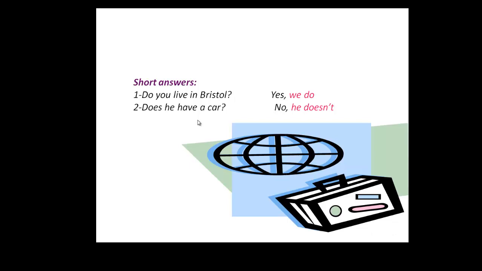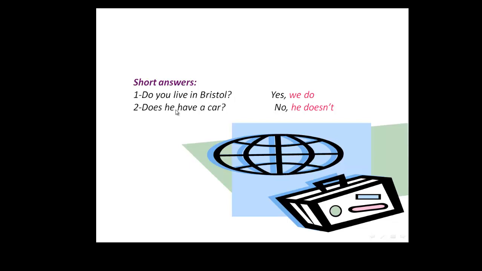Now, short answers. We can make short answers like, do you live in Bristol? So the answer will be, yes, we do. There is no need to say, yes, we do live in Bristol. So do is a short answer.